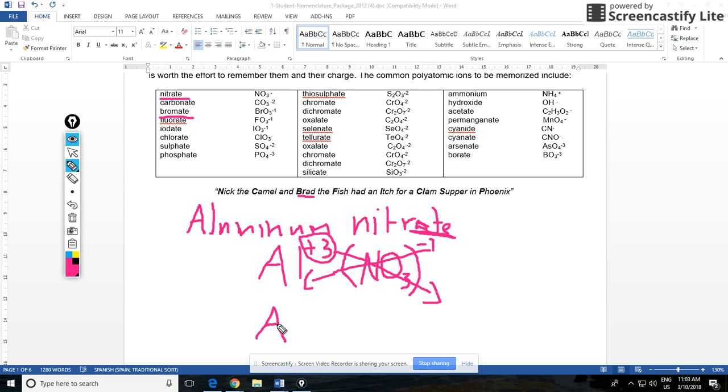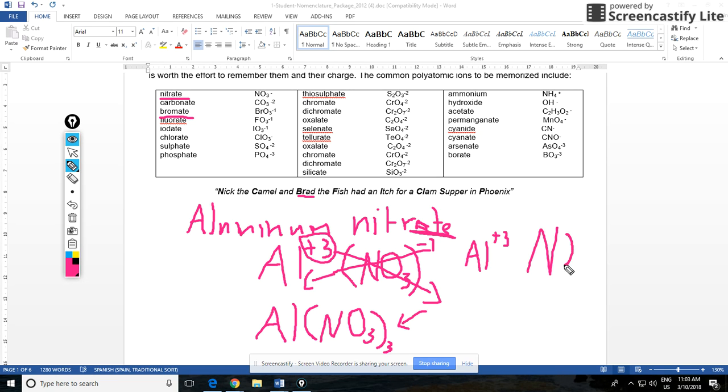Now I get aluminum 1, but I don't have to write that down, and then NO3, close the brackets, 3. If you put the 3 inside the bracket, you would have NO33, which is different from NO3. So what this tells us here is that we have one of the aluminum ions in there, an Al3+, and we have 3 of the nitrate ions, 3 of these NO3 with the minus charges.